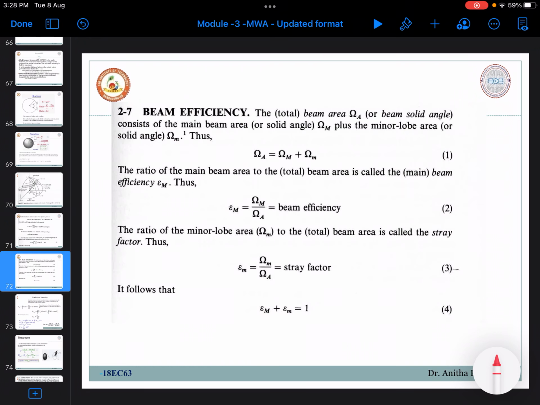So beam efficiency, if I define, the total beam area majorly consists of the major lobe and minor lobe beam area. So major lobe and minor lobe. Beam efficiency is defined as the major lobe beam area to total beam area, whereas minor lobe to total beam area we call the stray factor, which together obviously should equal unity.